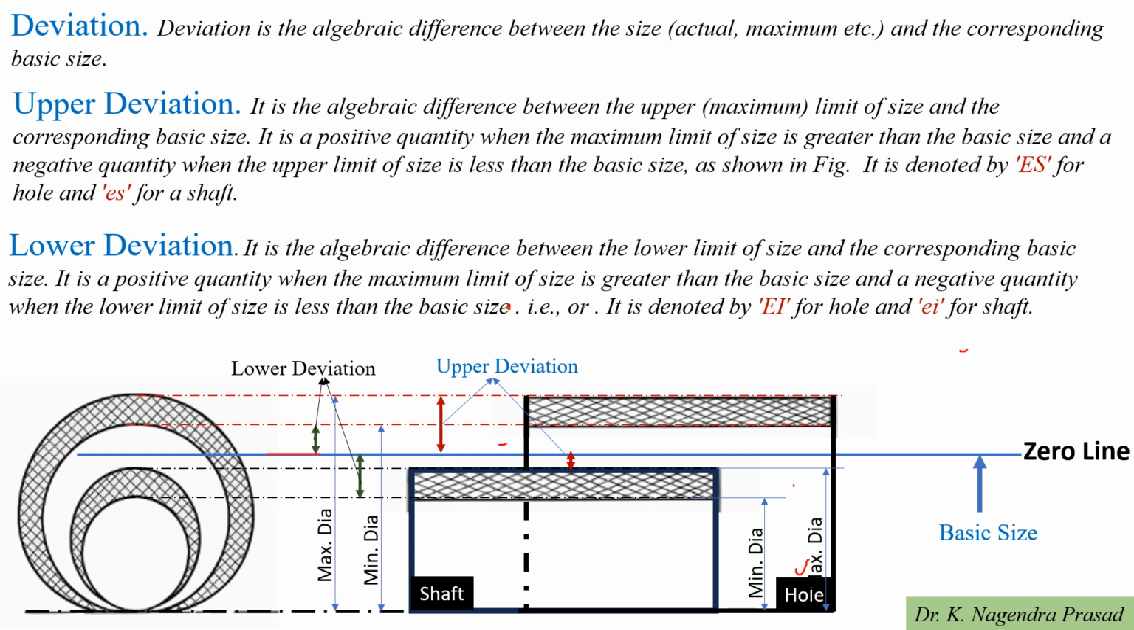Similarly, here also whether the lower deviation is a positive or negative quantity depends upon the size with respect to the basic size. Lower deviation is a positive quantity when the lower limit of the size is greater than the basic size, and it is a negative quantity when the lower limit of the size is less than the basic size. It is denoted by capital letters EI for the hole and small letters ei for the shaft.